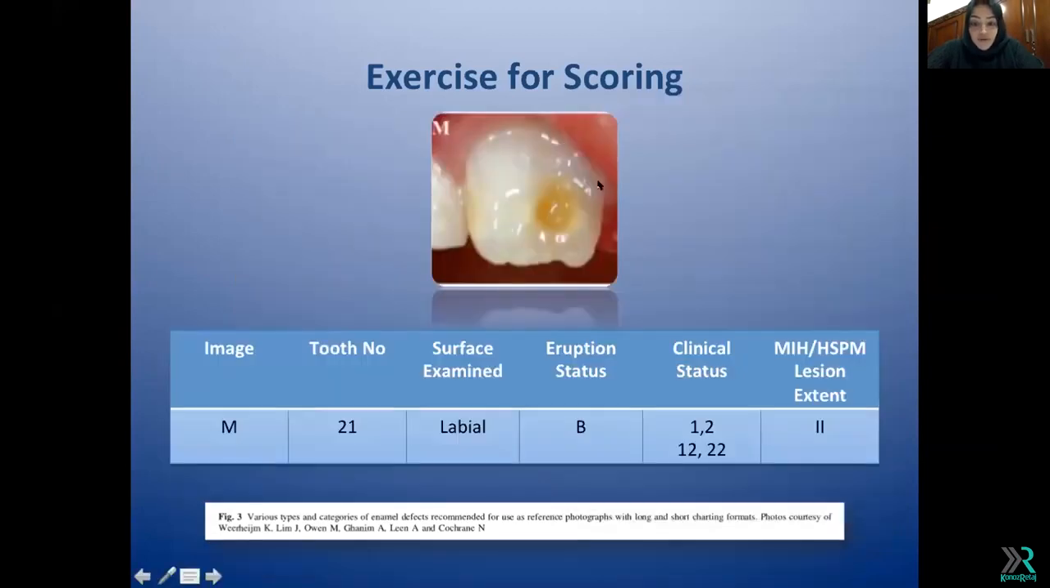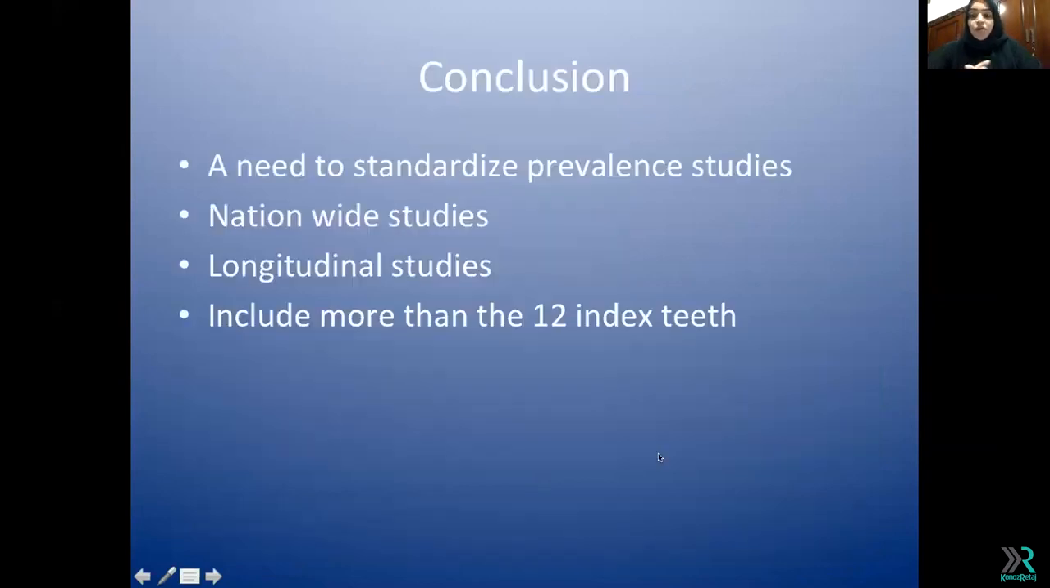This is for the short form and for the long form. So in conclusion, we have a great need to standardize the prevalence of the studies to know the magnitude of the problem. Do we have to be concerned or not? And to conduct nationwide studies that represent the population on which we are working to know how to plan and design preventive and treatment programs, and to conduct longitudinal studies to know is the problem increasing or decreasing.